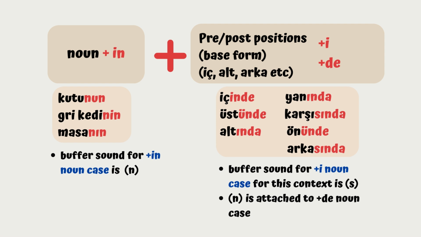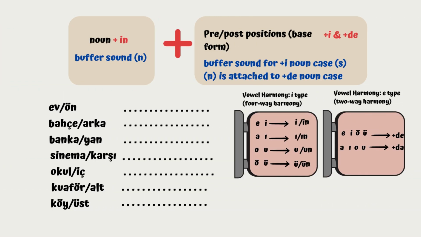So let's practice this a bit. We have this exercise, and I put all the formula here. What we're gonna do is add the e noun case and then the de noun case to the base form of pre or post positions of place. And now we're gonna add the in noun case to the noun that the pre or post positions belong to. Remember, we have to add a buffer sound if the word ends with a vowel. I also put the vowel harmony rules.